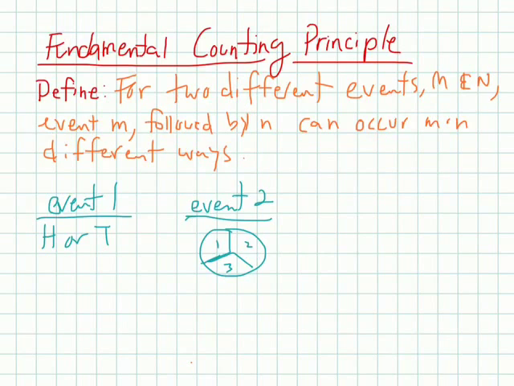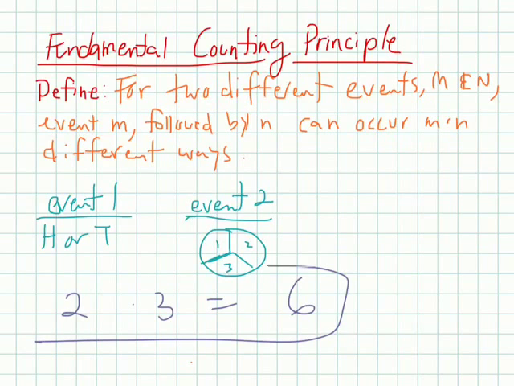However many different ways that could do of having an event happen here, and then happen here, would be M times N. So in this case, there's a total of 2 events on this side and 3 here, so there's a total of 6 different events that can happen in total. And that's called the fundamental counting principle.